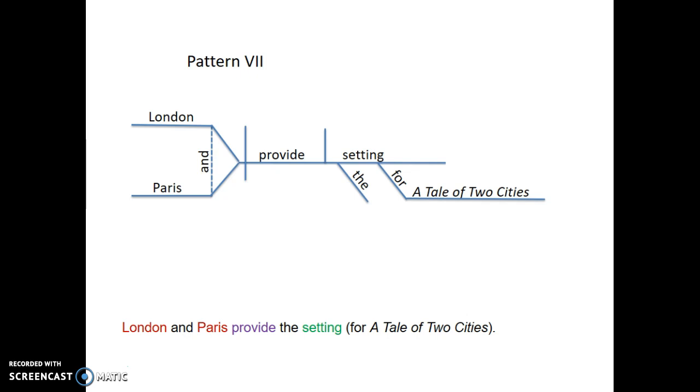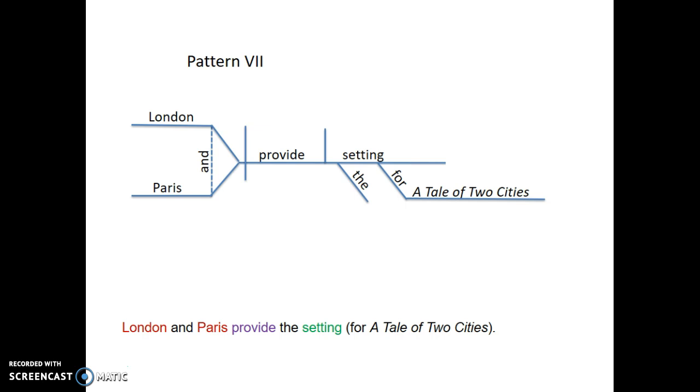So in this one we have a compound subject. We have London and Paris, so those go on that bracketed structure, joined by the conjunction and. The verb is provide, which is an action verb. Provide what? The setting is the direct object. And then our two modifiers go underneath. We have the definite article, and then we have the prepositional phrase for a tale of two cities.